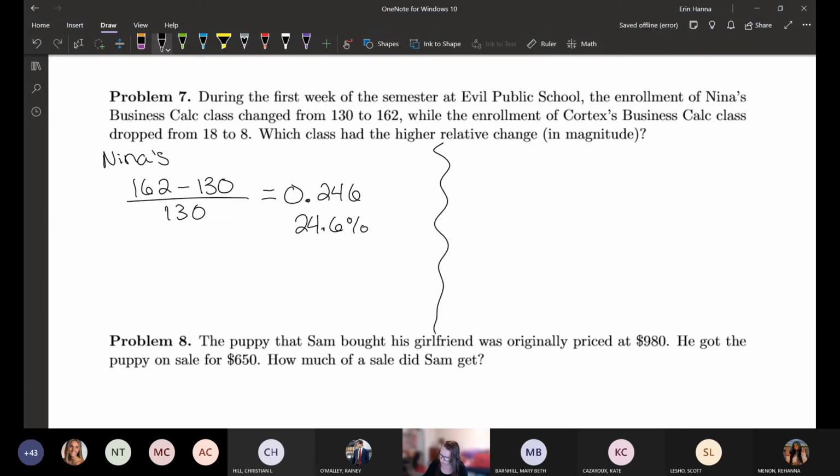And then we have Cortex's that started at 18 and dropped to 8. So the end value is 8 and the starting value is 18. You do need to be careful. I see a lot of people just putting the larger value first. You've got to make sure it's the ending value minus the beginning value. So here we have negative 0.55, or essentially a 55% decrease.